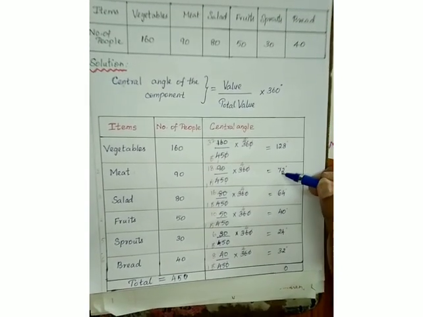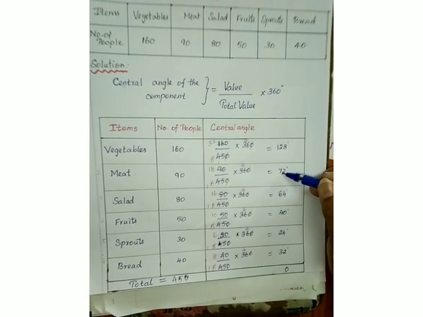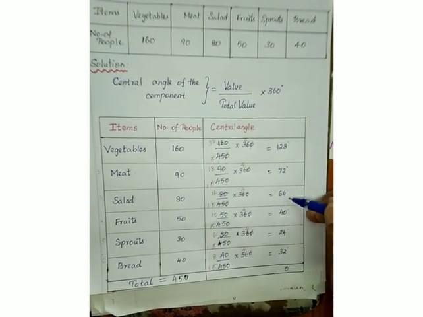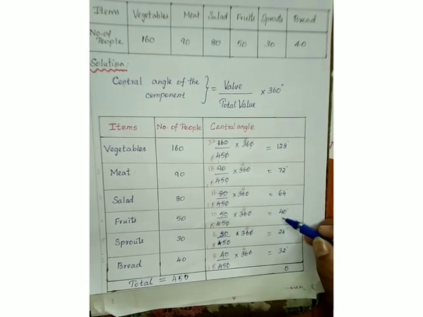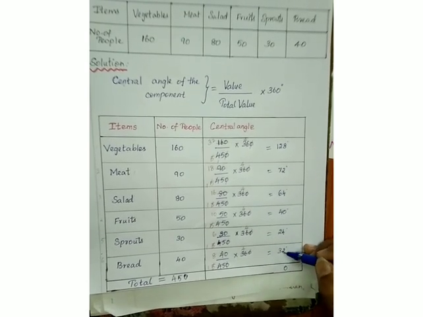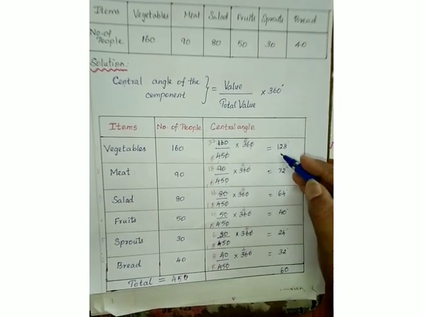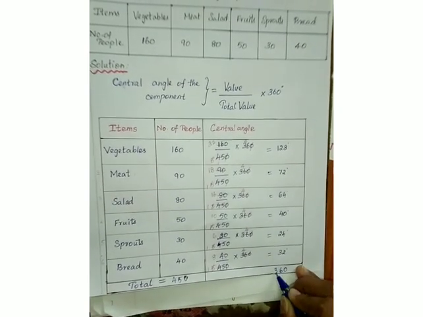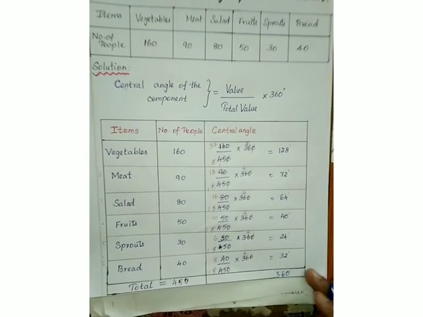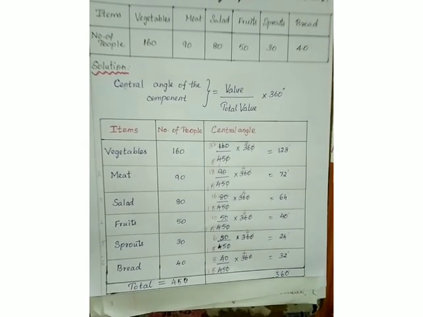4 plus 7 is 11. 11 plus 6 is 17. 17 plus 4 is 21. 21 plus 5 is 26. Remainder 2. 2 plus 1 is 3. So we have got 360 degree exactly. So whatever we have done, that is correct.